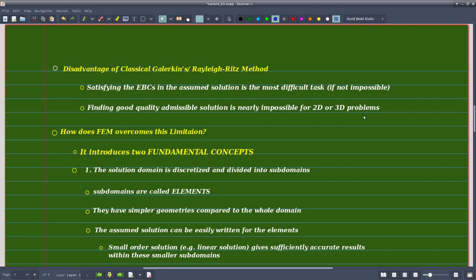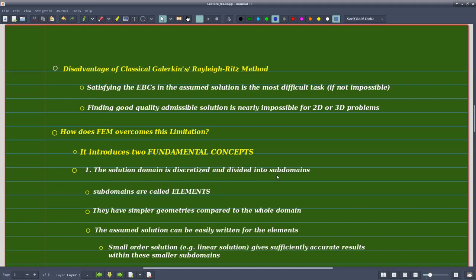Now, to overcome these, we resort to the finite element method, and now we must understand how the finite element method overcomes this limitation. Well, this is a typing mistake. It should be limitation. Okay, let me correct it. Limitation. Now, for overcoming this limitation, in FEM we introduce two fundamental concepts.